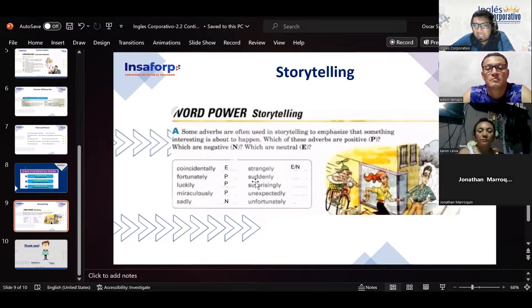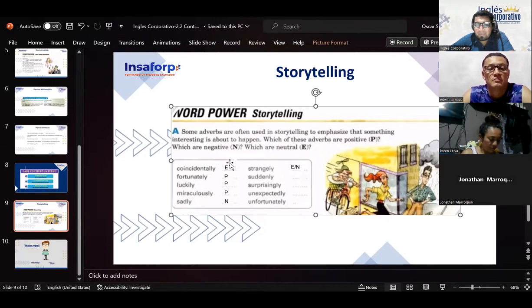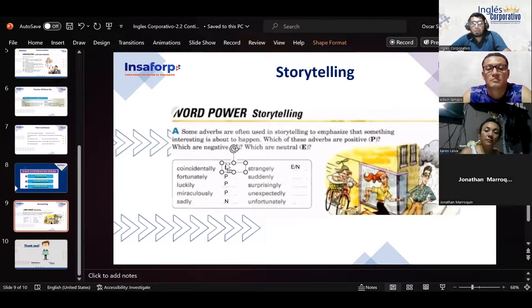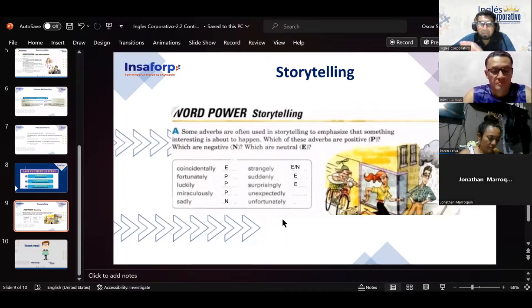And how about suddenly? Well, with suddenly, I will have to go with the idea that it is neutral, because something that happens all of a sudden is not always good, not always bad. It simply refers to something surprising, the same thing that happens with the next one, which is surprisingly. In my opinion, surprisingly is also neutral, because it doesn't necessarily mean it's going to be bad or good. Suddenly and surprisingly are basically the same thing.